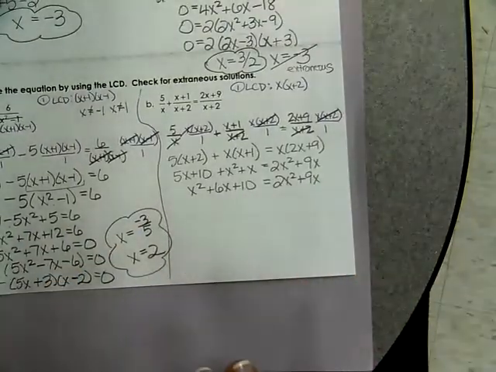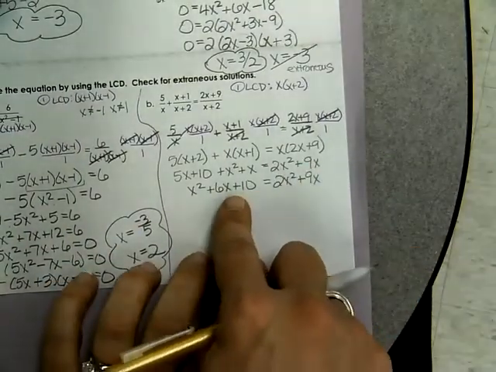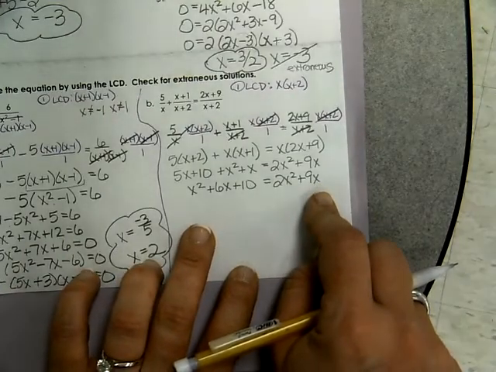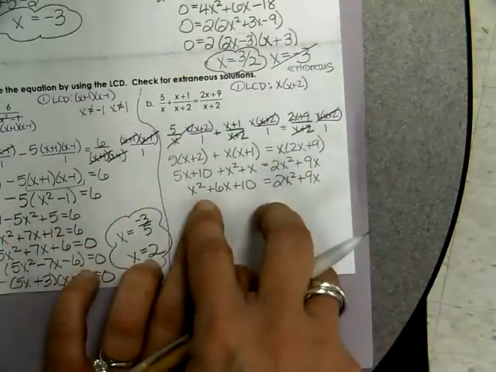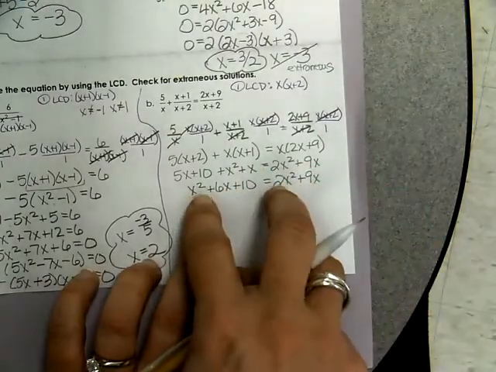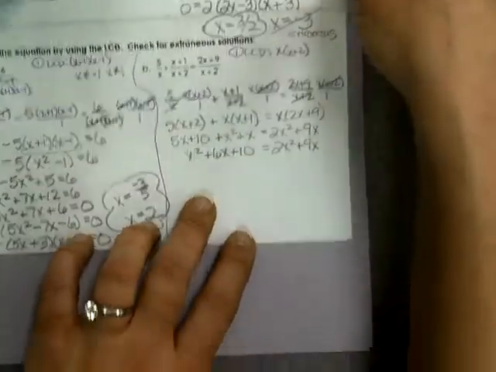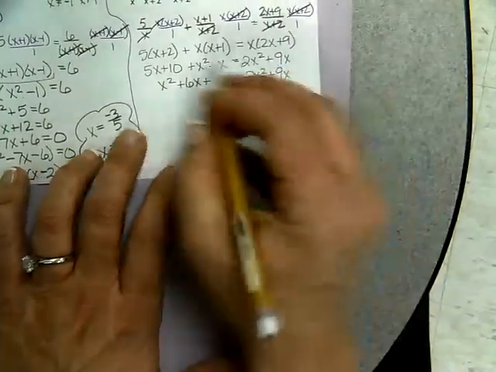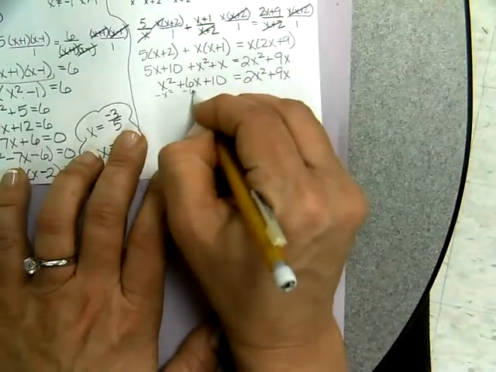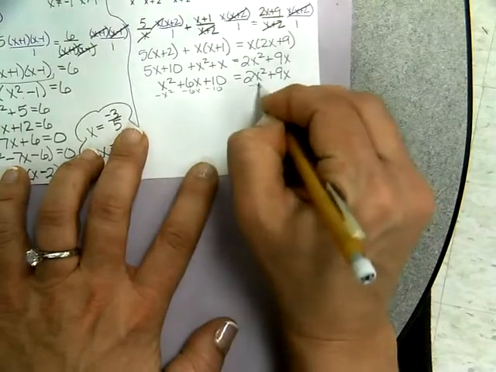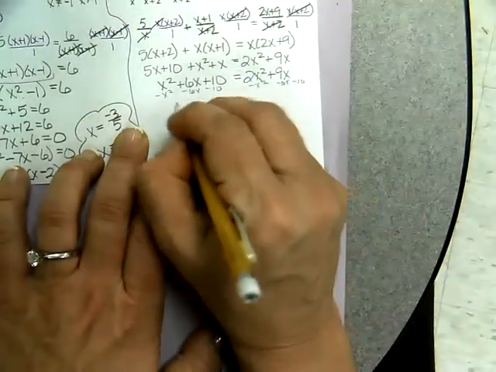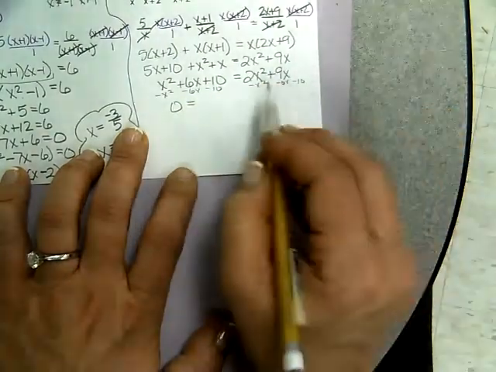So I end up with x squared plus 6x plus 10 on the left and 2x squared plus 9x on the right. You can move anything. Again, if possible, I like to keep the quadratic term positive, so I'm going to move all of these pieces over. You don't have to write this, but for those of you that have trouble with signs, I just want to show you why I'm getting the signs I'm getting.